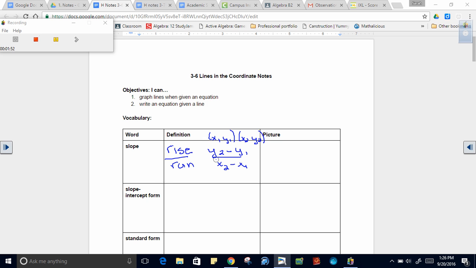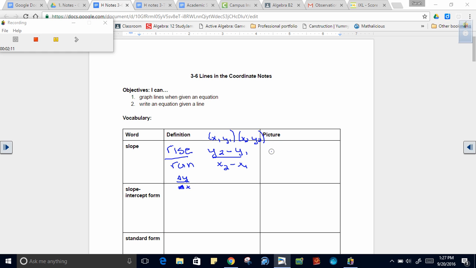Another way you might see it, it's going to look kind of sciencey, is the change of y, that's a delta sign. Usually one of those sides is a little darker, over the change of x. Those should be like triangles. Okay? That's another way to represent slope.